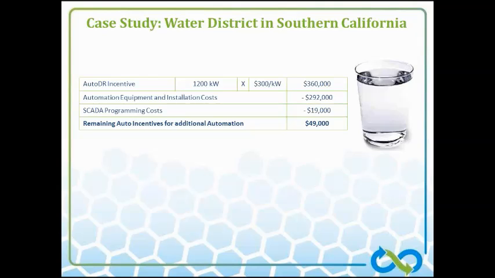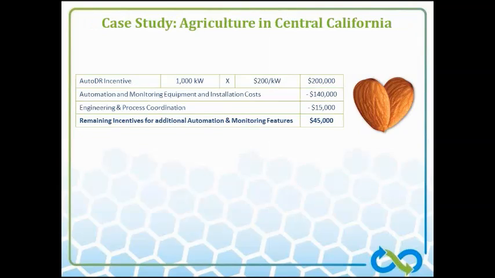So once again, we wanted to keep this at a pretty high level. We've got agriculture, a farm in Central California. They are at the low end of the AutoDR incentives at 200 in PG&E. Once again, remaining incentives left over after their project of $45,000.